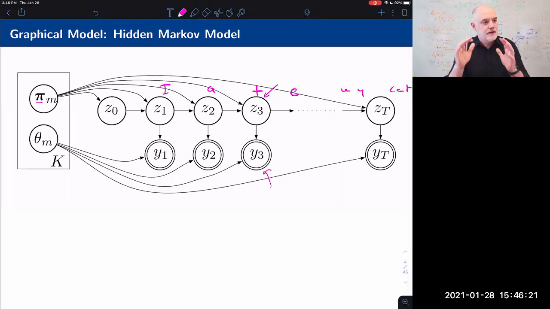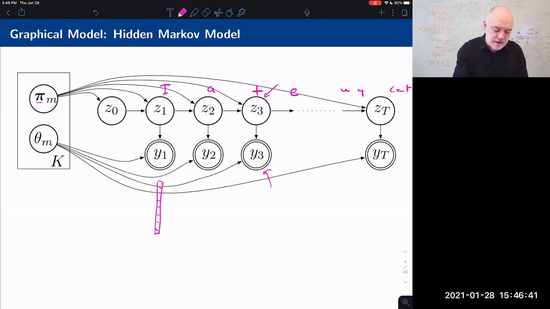So for every spoken letter, Zs could live in the space of letters. In English, we'd have our favorite 26 letters or whatever. And the Ys might be a spectral decomposition of the audio signal, basically power in different frequency bands.